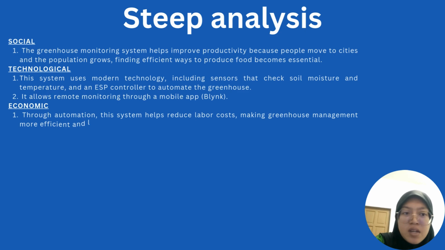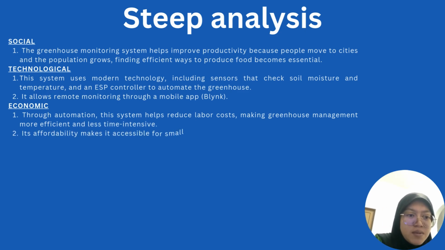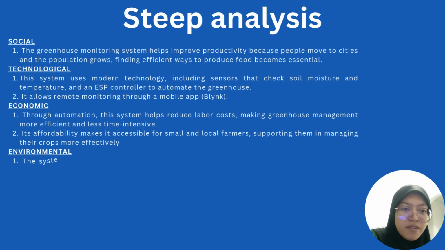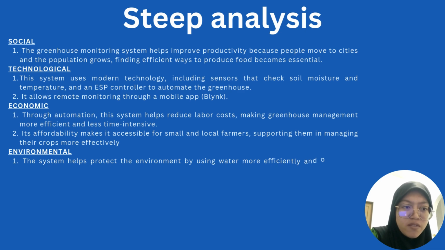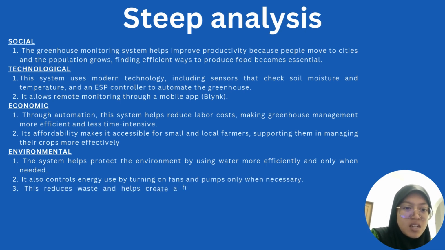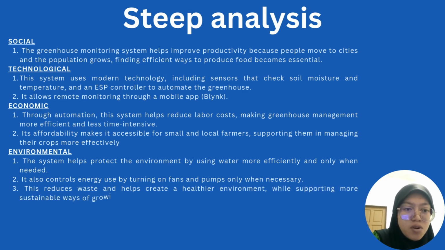Its affordability makes it accessible for small and local farmers, supporting them in managing their crops more efficiently. For the environmental aspect, the system helps to protect the environment by using water more effectively and only when needed. It also controls energy use by turning on a fan and pump only when necessary. This helps create a healthier environment while supporting more sustainable ways of growing plants.